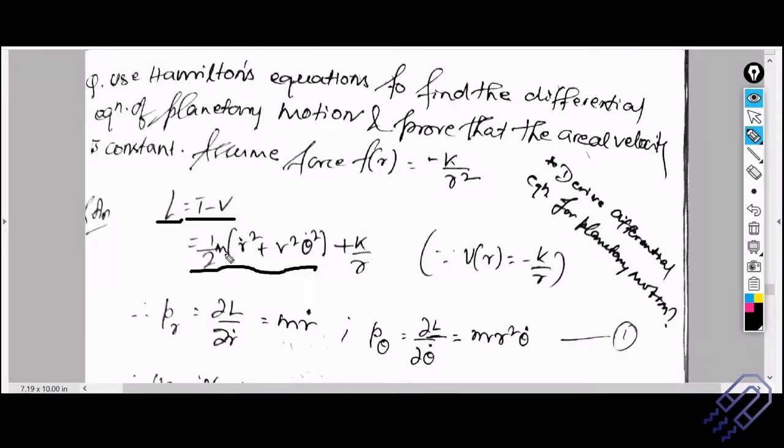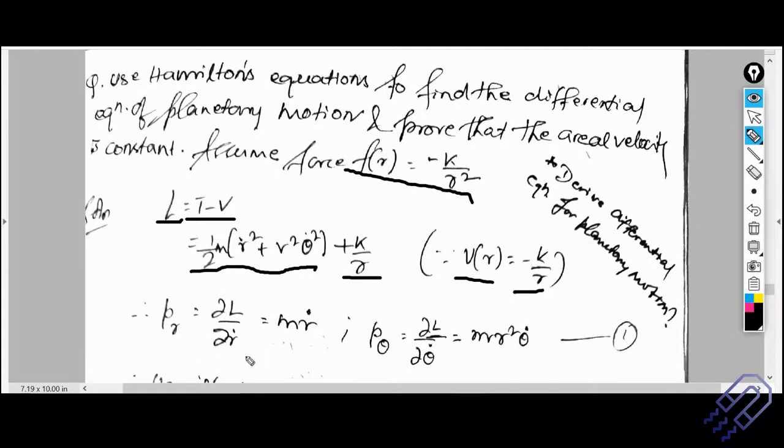The kinetic energy is given by half m (r dot squared plus r squared theta dot squared), and then this is V, and F is given. So we can simply find it out. What is V? You integrate it and you get this, with the K by r. You can remember it also. I don't think you need to do the sums here. If Fr is this, Vr is minus K by r.